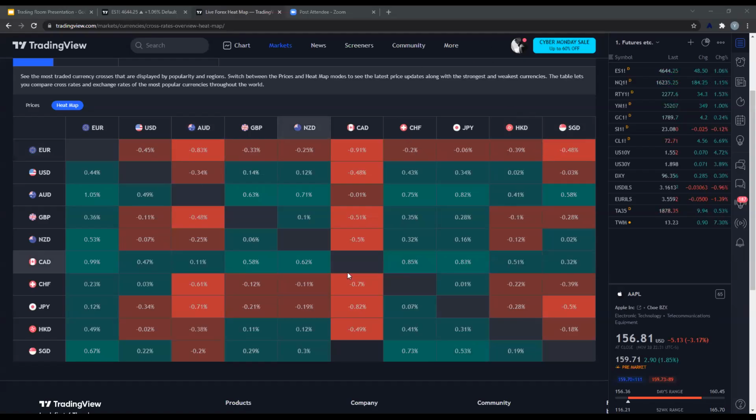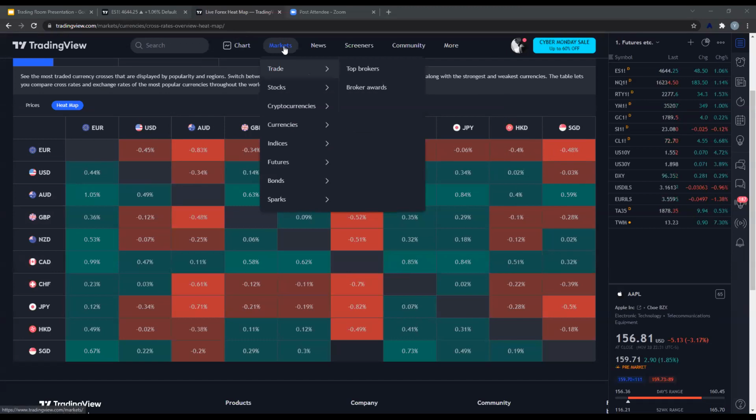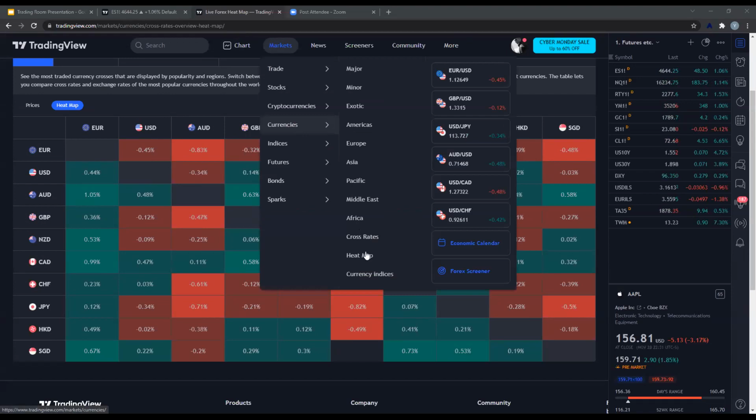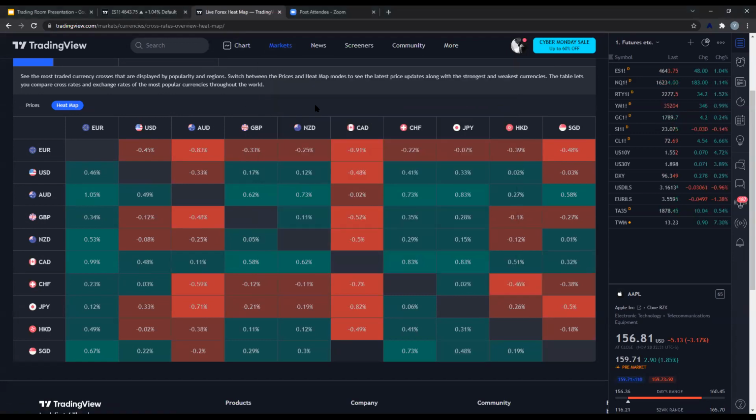Okay, the heat map is under TradingView, Markets, Currencies, and then you have heat map. So this updates all the time. Okay, let's go to MetaTrader and start analyzing the charts.